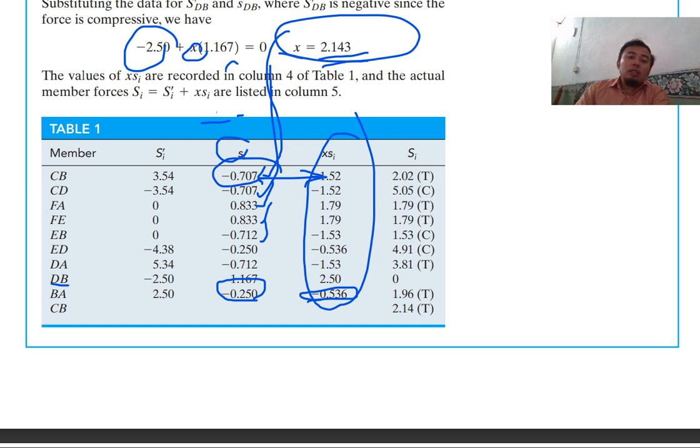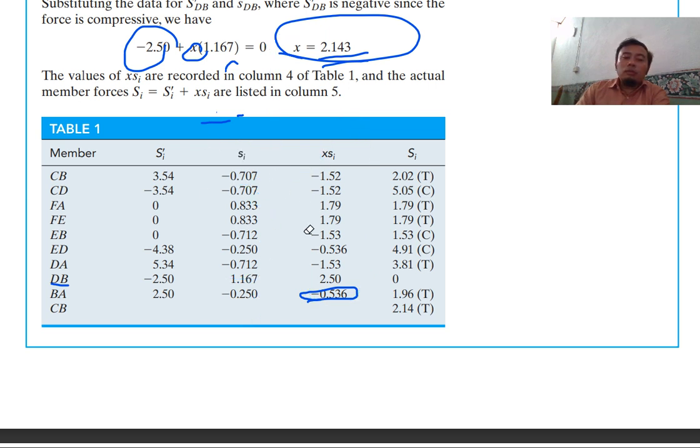So what you want to do is total up these two, so you get the actual forces acting in the members. It's a bit complicated, but it is a solution for solving complex truss. So this is your value. As you can see here, the value of S_DB is 0 because it's a substitute member.